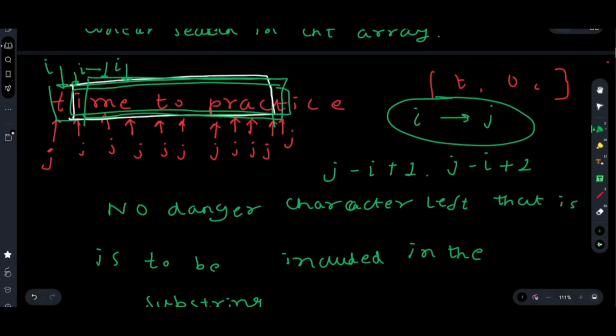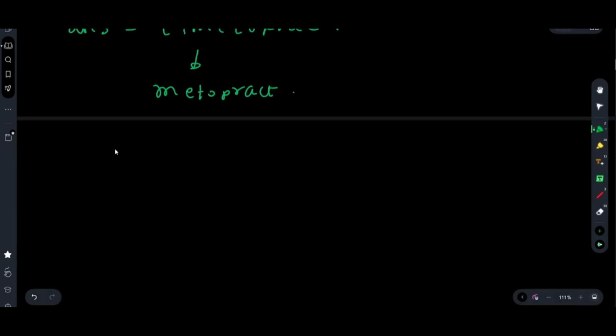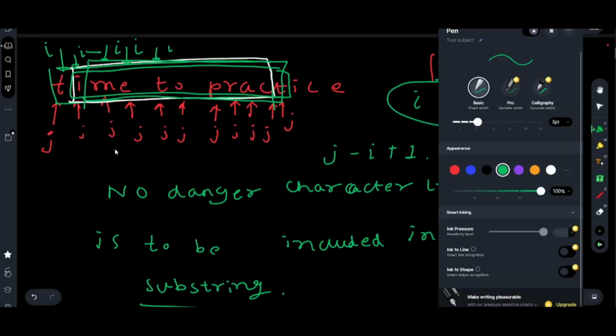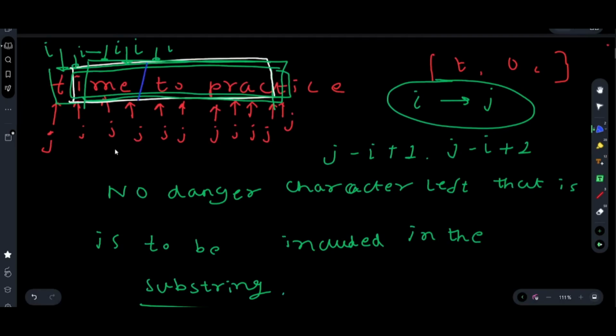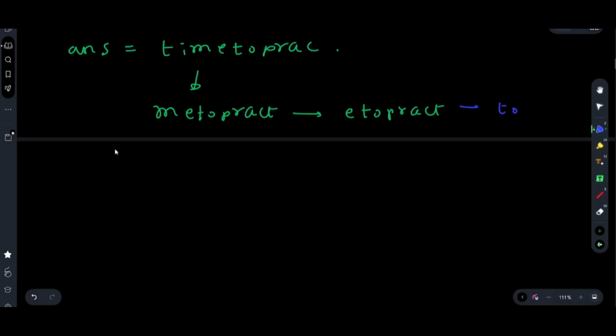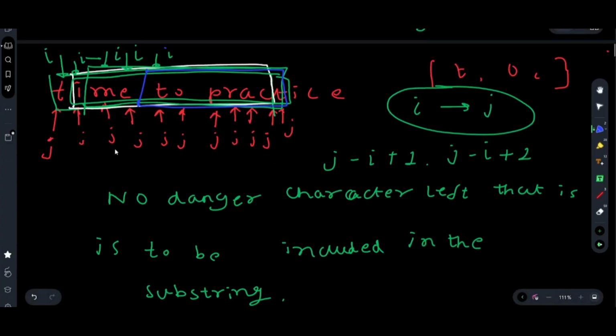Now i comes here, M is removed. You see, this is again a shorter substring. So you will update it. ETOPRACT. You make i come here. You see, it is still again a shorter substring, and it is valid. You will make it TOPRACT.